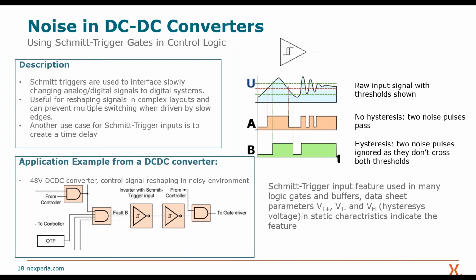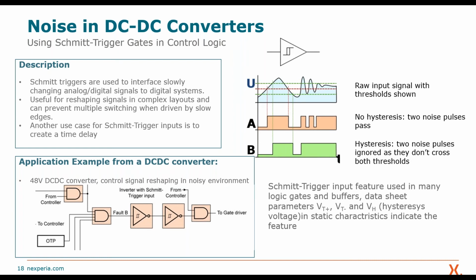And there is naturally quite some noise in these systems. Since we have a portfolio of Schmidt trigger input devices, it makes sense to also show why they are needed here. You can see on the right side the principle of the Schmidt trigger. You have a noisy signal U, and if you only take a buffer, you will not suppress the two noise pulses you can see. With the Schmidt trigger and the hysteresis, the noise can be successfully attenuated. So Schmidt triggers can be very useful, and putting them here into the control circuitry to control the gate drivers for the high side, low side switching.